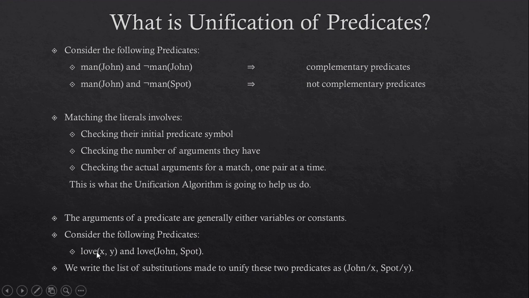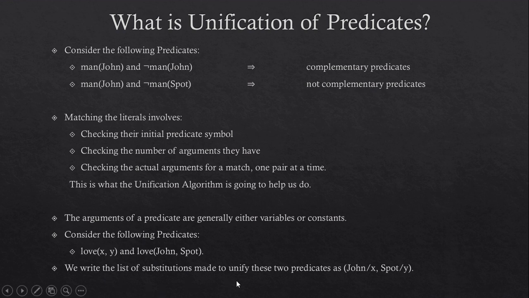First we compare x and John. X is a variable, John is a constant. So if we substitute John in place of the variable x, this pair can match. Similarly, consider the second pair, y and Spot. Y is a variable, Spot is a constant. So, if we substitute Spot in place of y, then this pair can also match. Thus, the two literals match and can be considered for further resolution process.